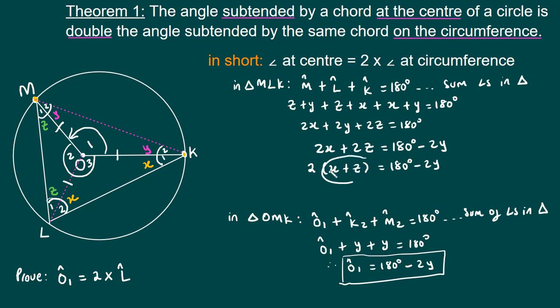Wait, what is x plus z? Zoom into your triangle. Can you tell me which angle is x plus z? Is it angle M, angle L, or angle K? L. Perfect, it's angle L, x plus z. So therefore, 2 angle L is equal to angle O1. Then you have proved it.